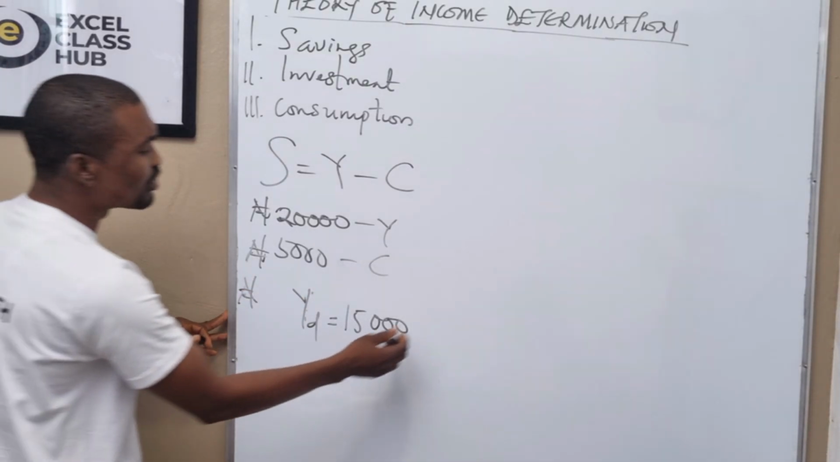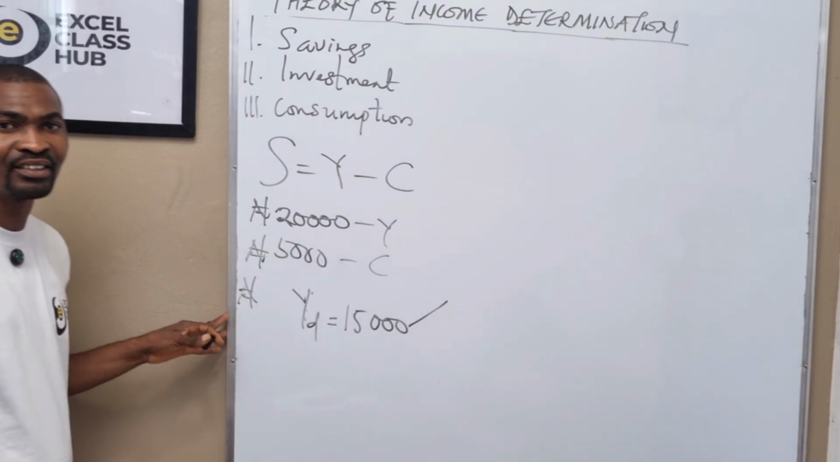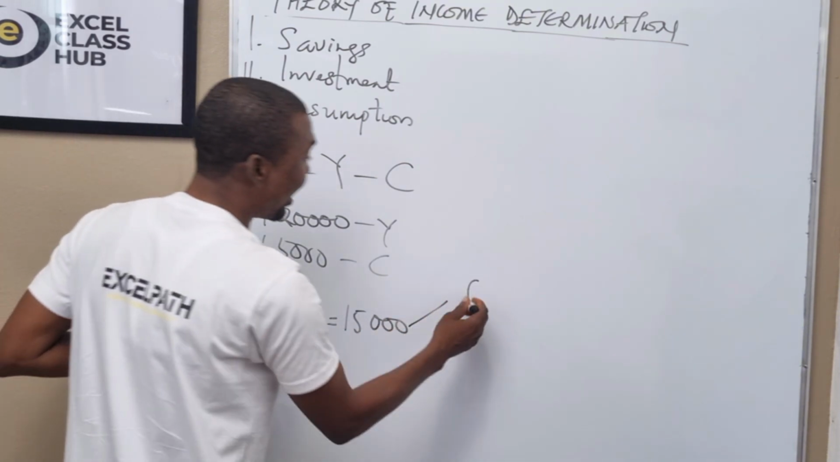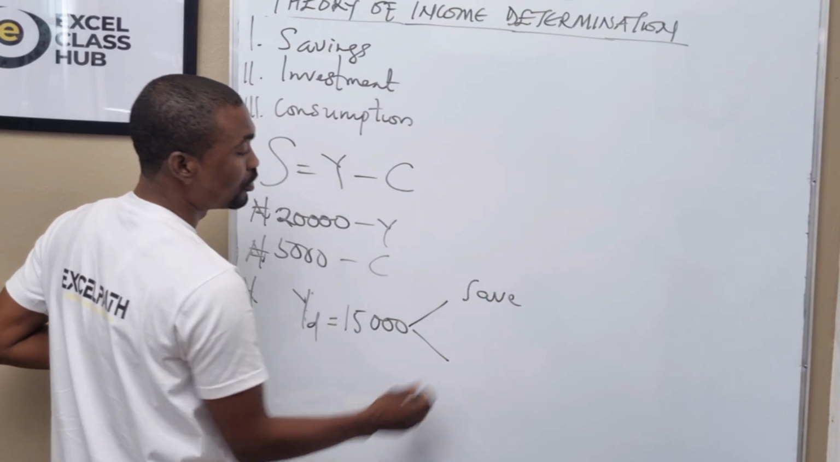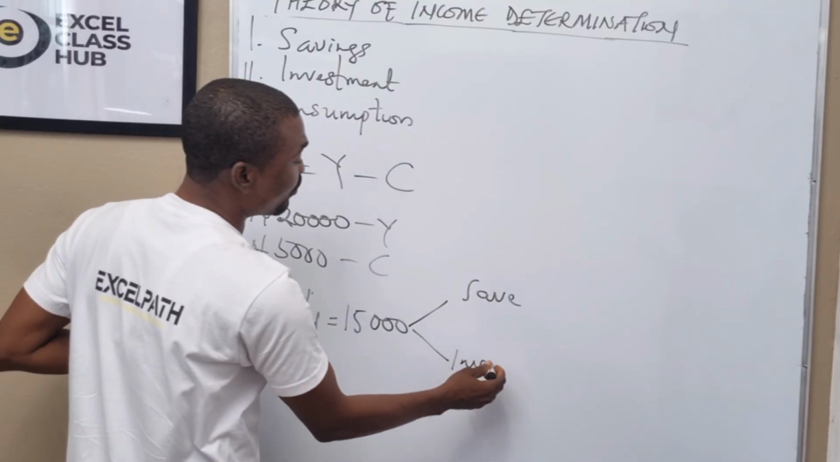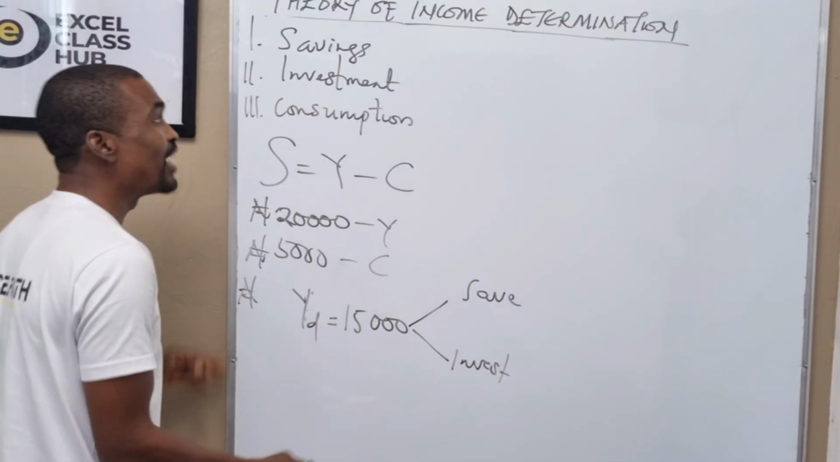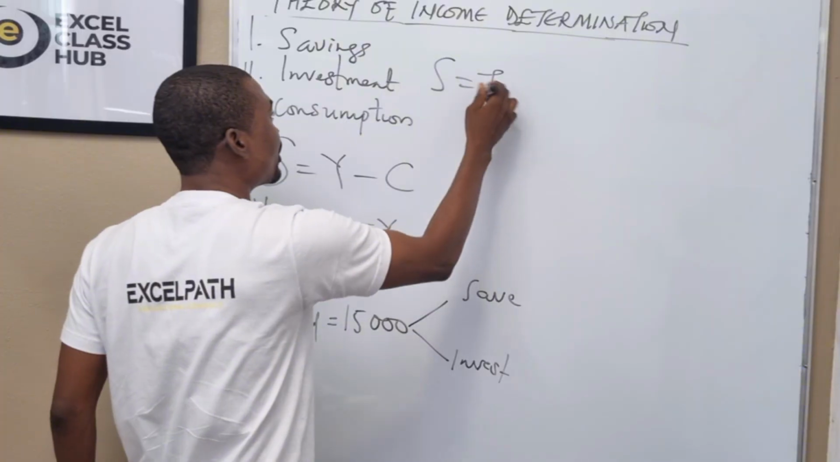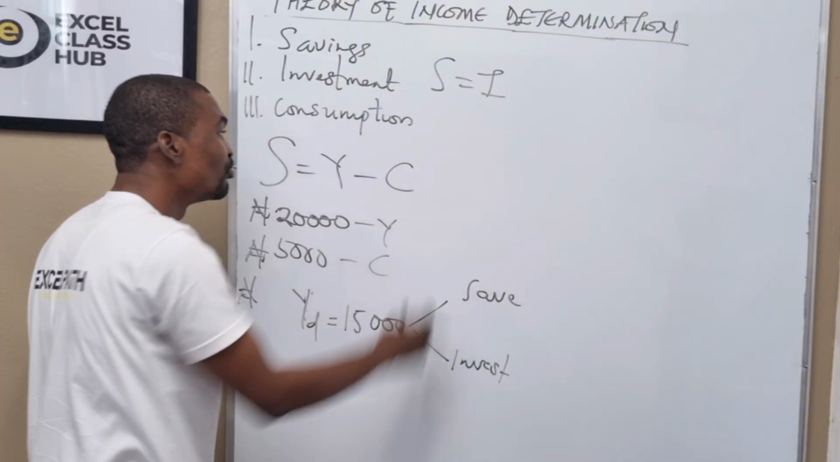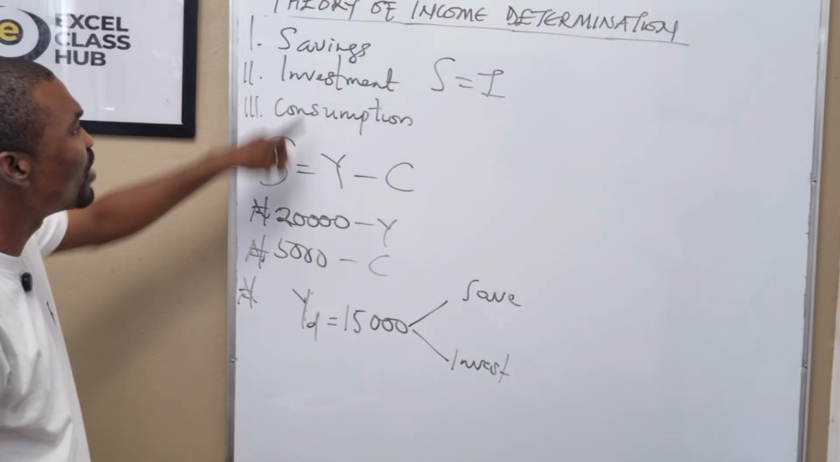Now, this 15,000 naira, you can either decide as a household that, okay, I want to save this money, or you decide that I want to invest this money. That is why you see that savings is equal to investment. S equals I, the relationship. Now, let's go to investment.